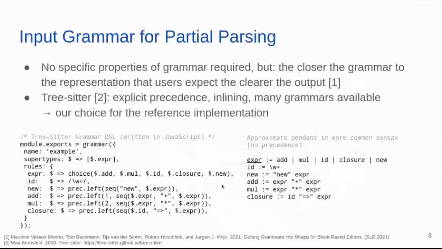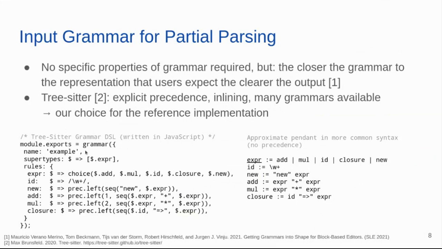I said that we are doing this starting from a grammar. In fact, there are no particular requirements that this partial parser places on your grammar. However, in prior work, we've seen that the closer your grammar is to the way that people think about a programming language, the better the mapping is going to be if it's done automatically. For our work here, we've chosen the tree-sitter grammar formalism as the basis, because it carries a couple of desirable properties for us. For one, explicit precedence and associativity, it has an inlining concept, and it also has a large number of grammars readily available for all sorts of mainstream and even lesser mainstream languages.